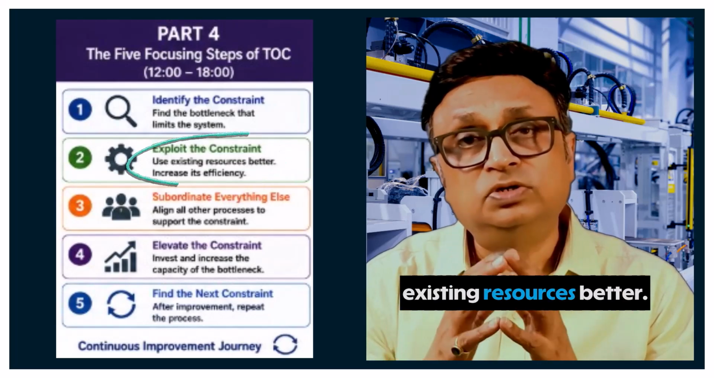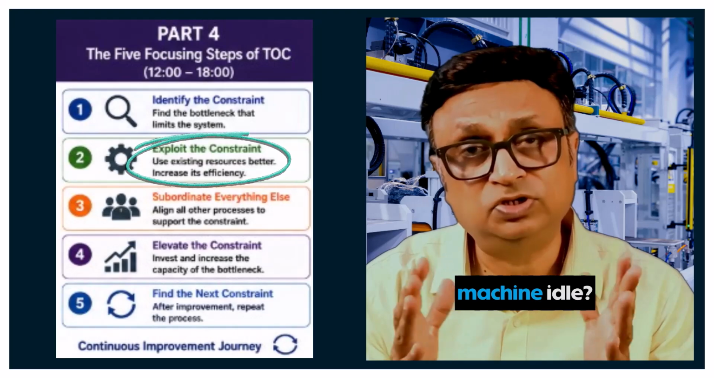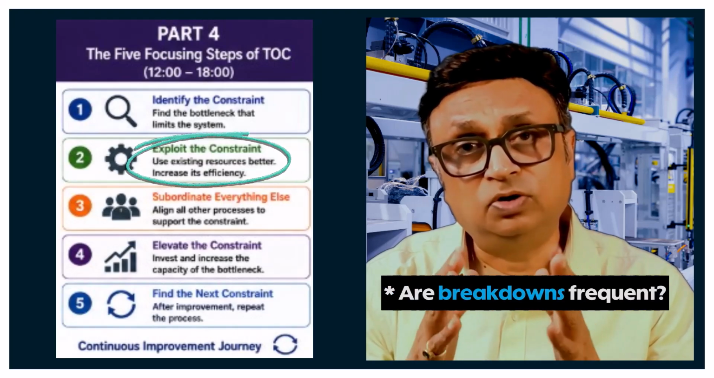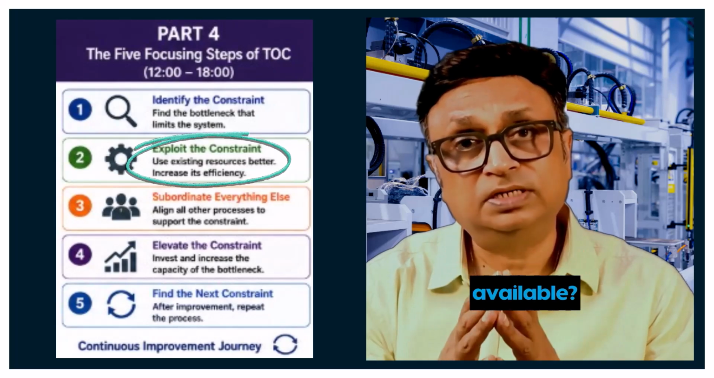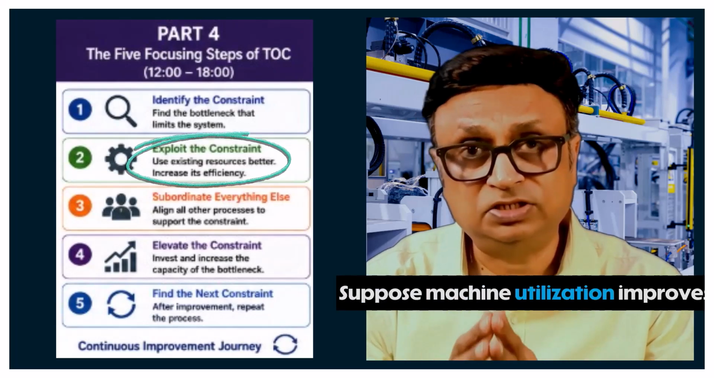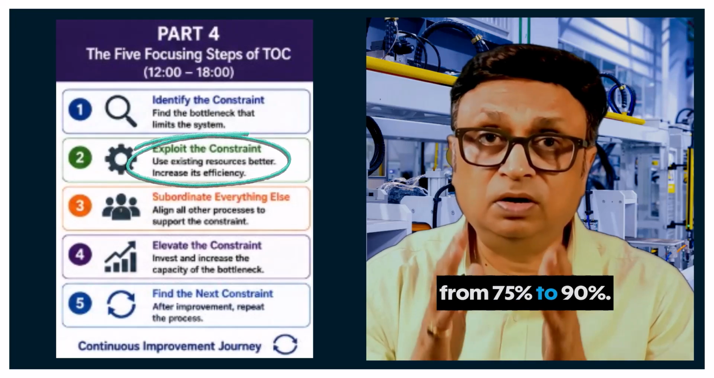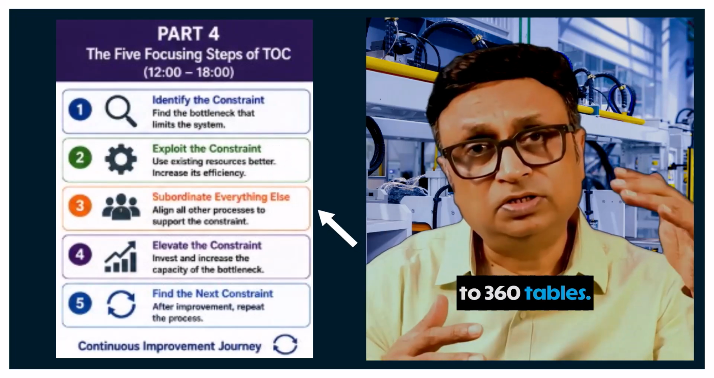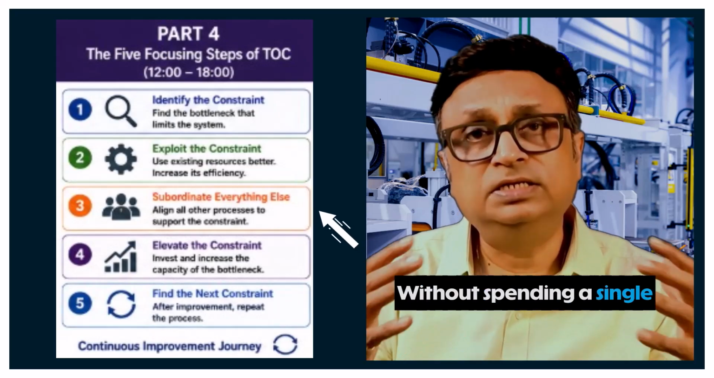Use existing resources better. Questions: Is the machine idle? Are operators taking excessive changeovers? Are breakdowns frequent? Is material always available? Suppose machine utilization improves from 75% to 90%. Capacity increases from 300 to 360 tables without spending a single rupee.